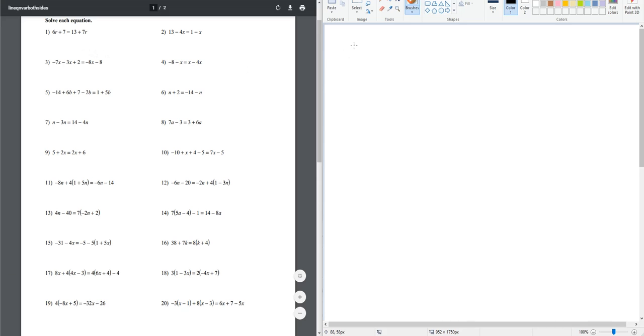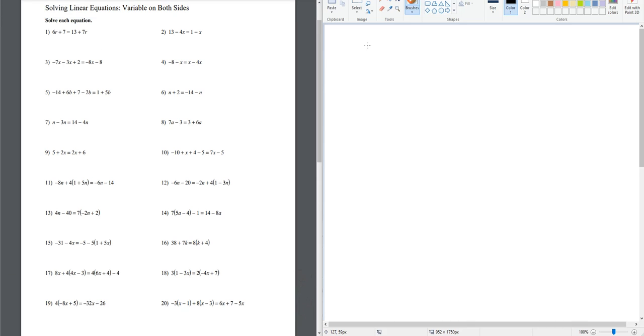So the first thing we're going to need to do here is put all of the variables on the same side. Now, it doesn't really matter which side you choose. You can put it on the right side, you can put it on the left side of the equal sign. It doesn't matter, but it has to be on one side.